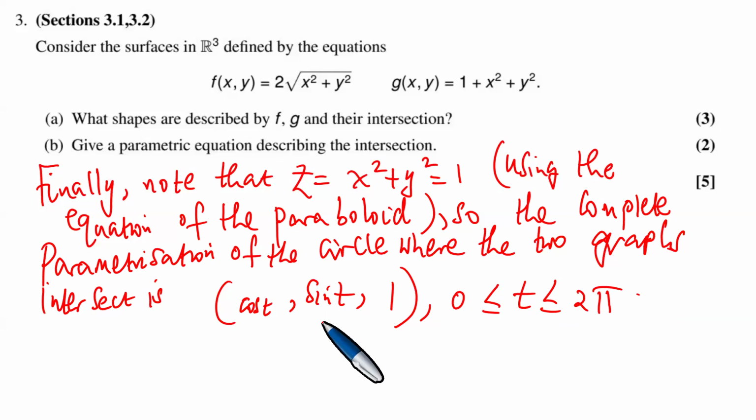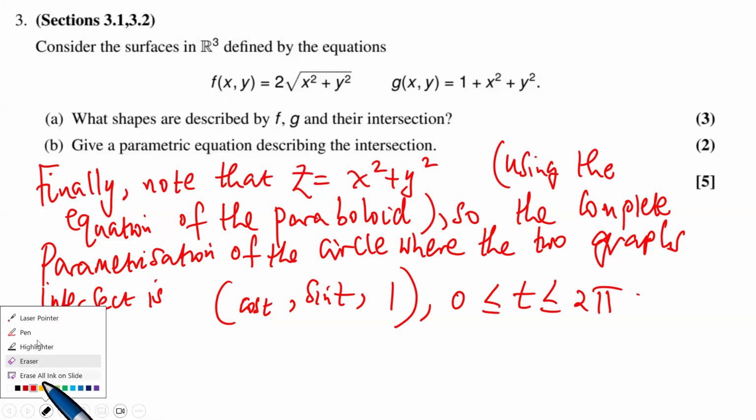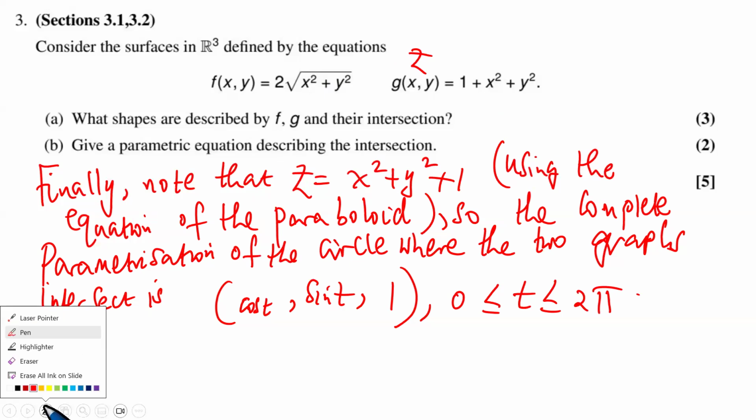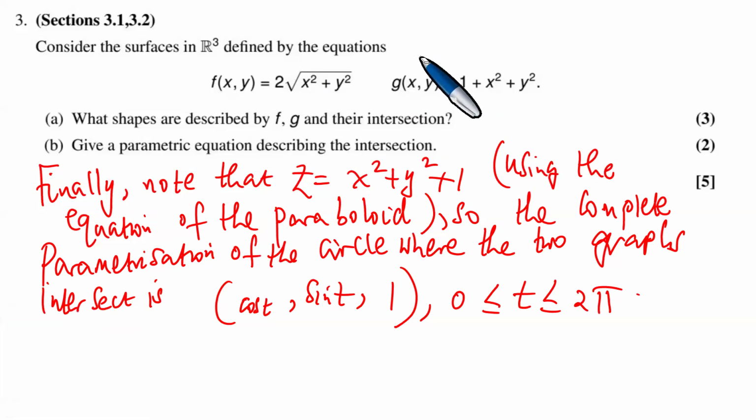Let's look at what this means. We're saying finally note that z equals x squared plus y squared plus 1 here. So we are noting that z equals x squared plus y squared plus 1. As we said, we can use z to label these things.